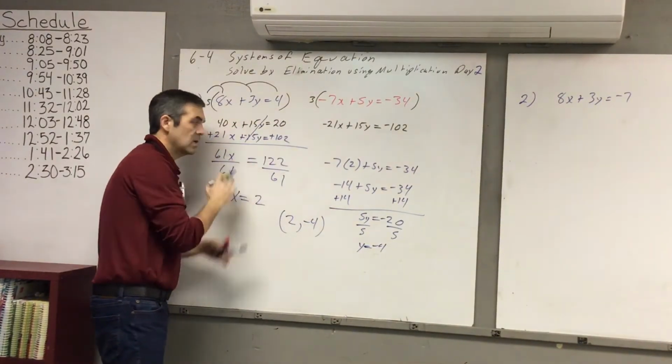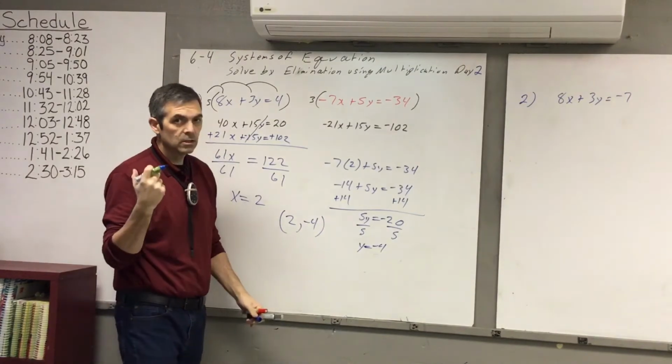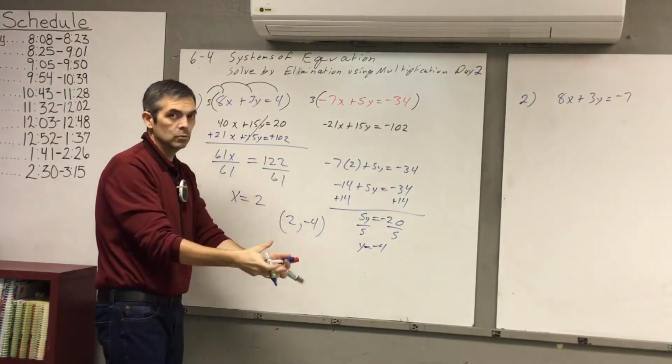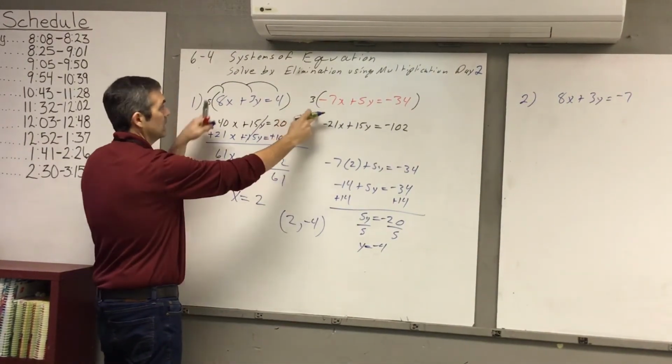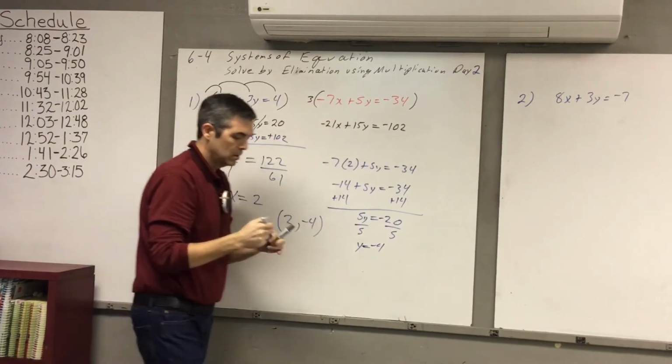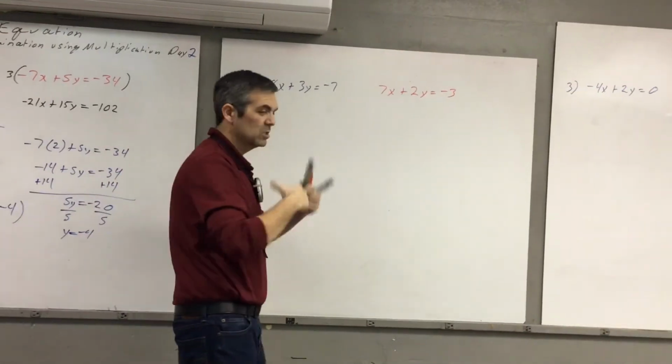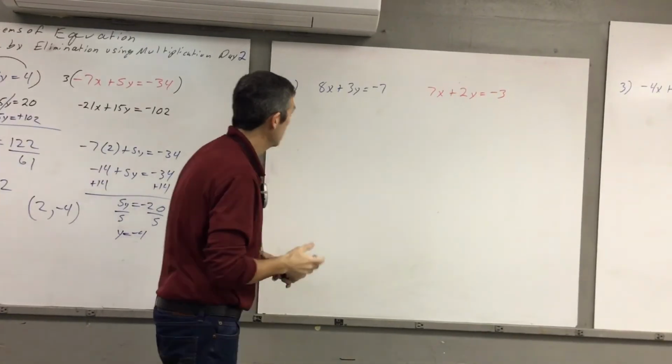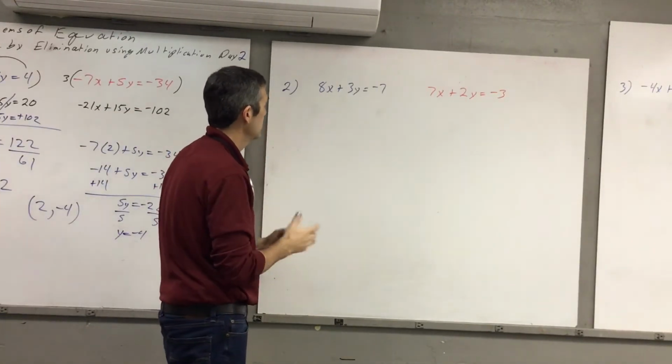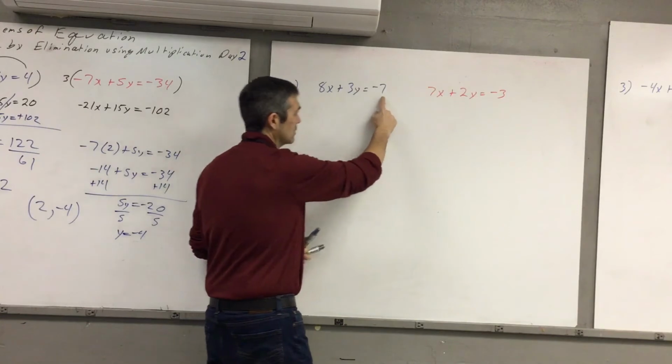This is not a hard concept if you understood yesterday's. We're just adding on to it. We're going to end up having multiplied by both of these. That's all it is. We're going to do just a couple of these, but it's relevant. You've got to know how to do this. So 8x plus 3y equals negative 7.